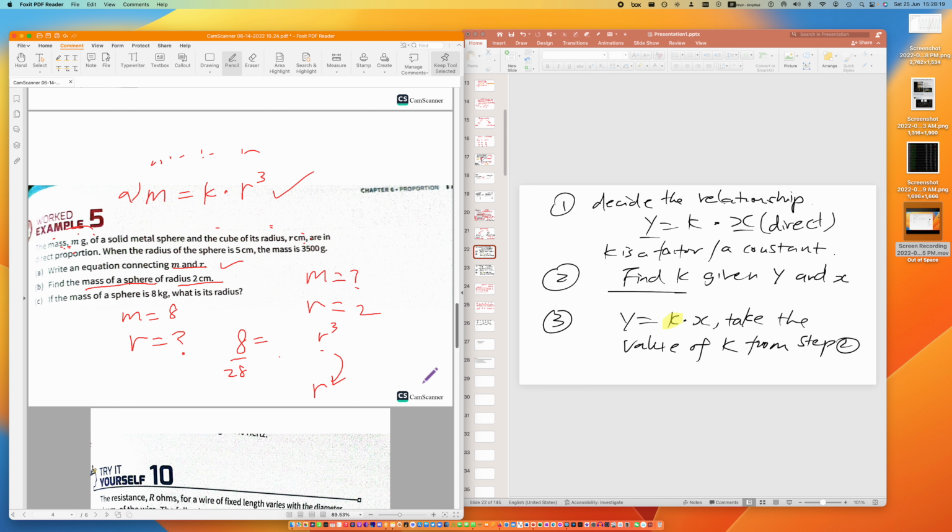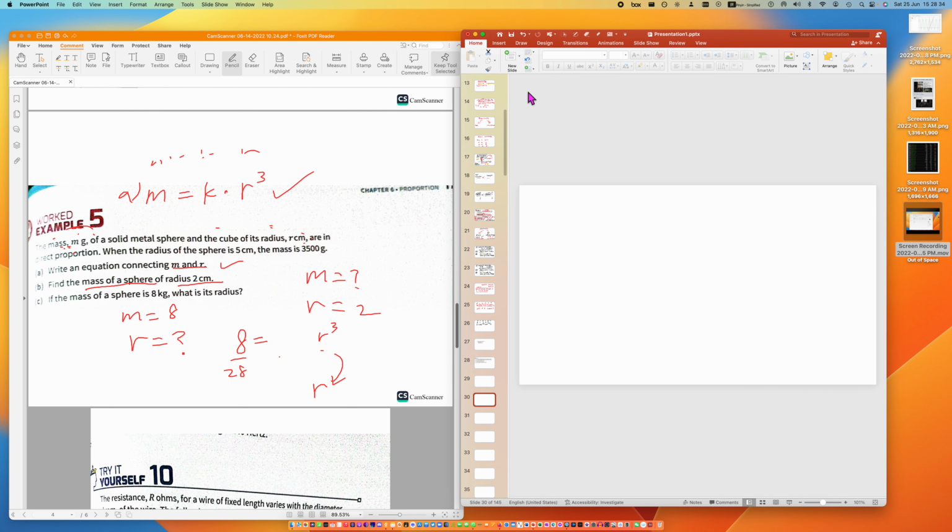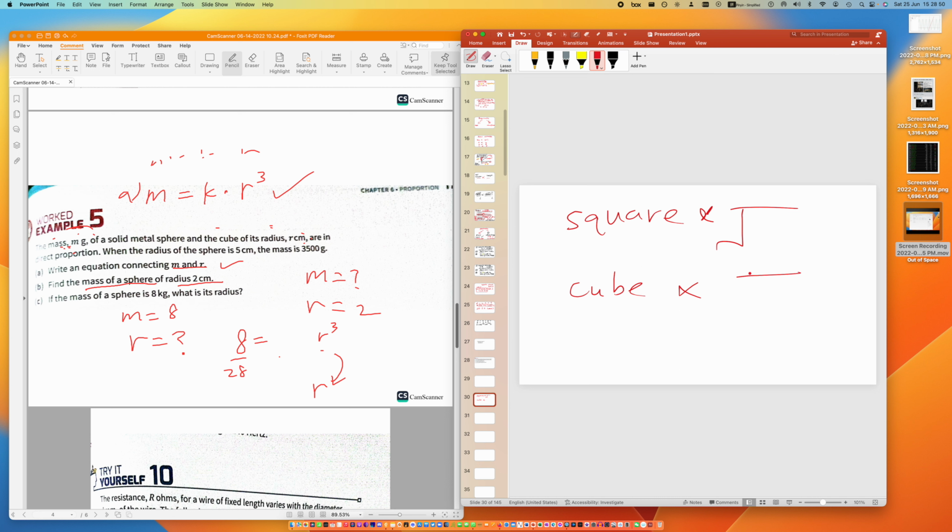Square. I really want to slap you, you know. What's the opposite of cube? R times. Nonsense. Okay. Square and square root. Cube and cube root. Yes.